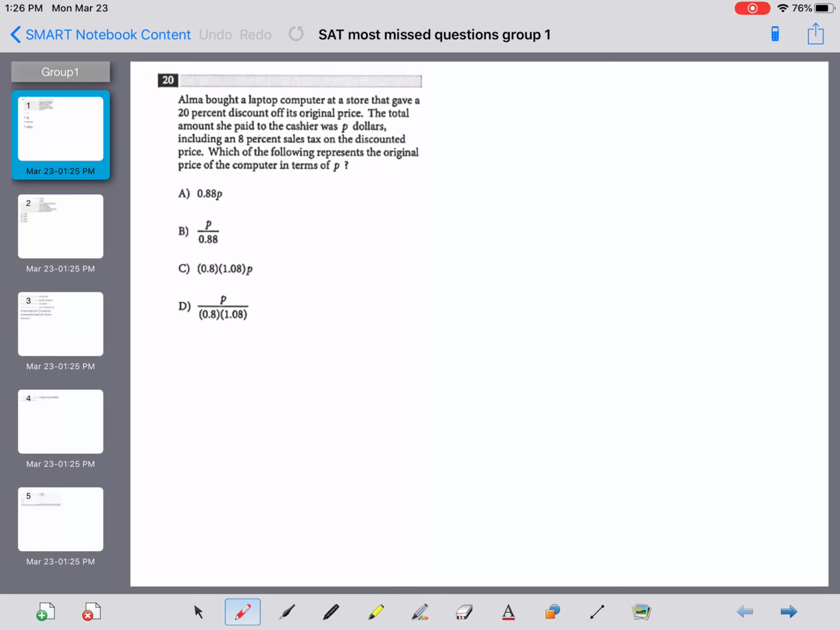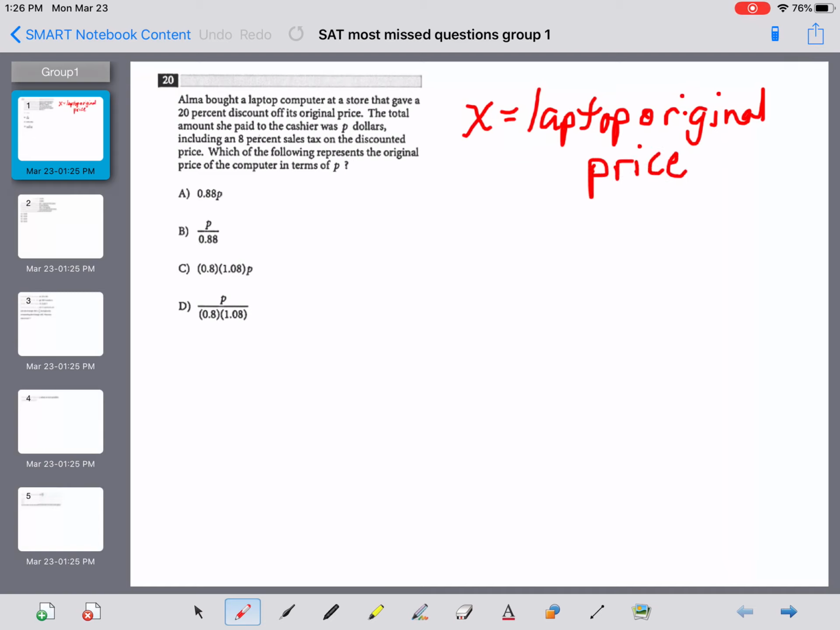So on the first question, it talks about someone buying a laptop here, and one thing I want to define before I start is I'm going to make X be the laptop original price. And just so you know, I'm working with a stylus on an iPad, so if my writing's a little bit sloppy, I apologize. So it says the total amount she paid the cashier was P dollars, and so P is going to equal what she pays, and it has a 20% discount.